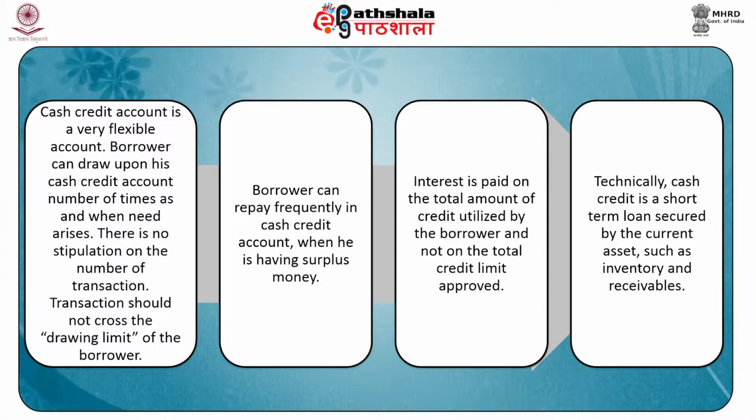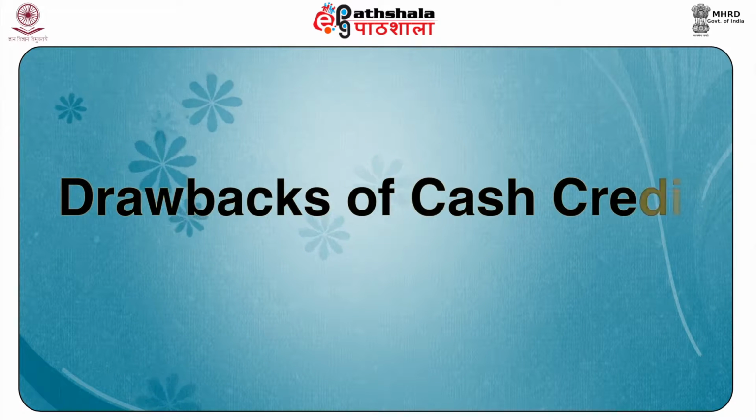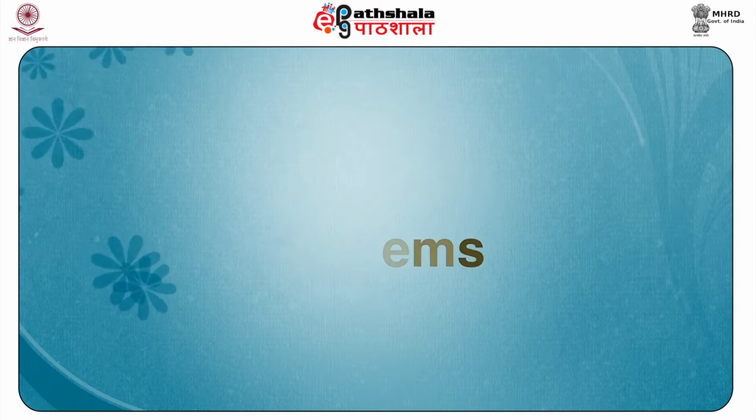Technically, cash credit is a short-term loan secured by the current asset, such as inventory and receivables. This loan is repayable on demand. But in practice, cash credit acts as a continuous borrowing account which is renewed annually or half-yearly depending upon the performance of the borrower. Drawbacks of cash credit system.